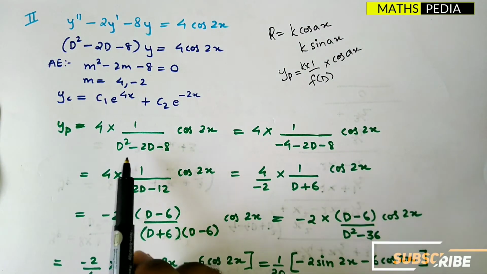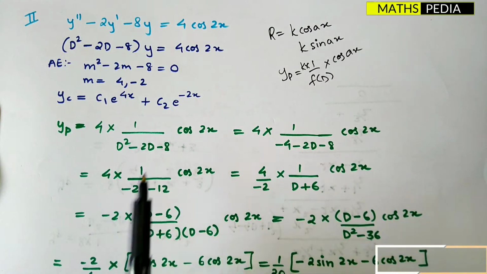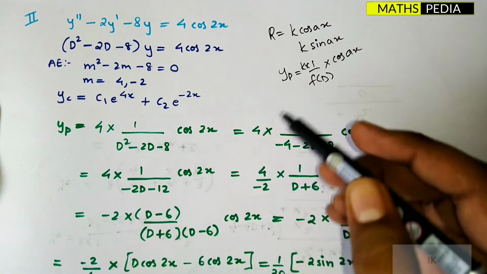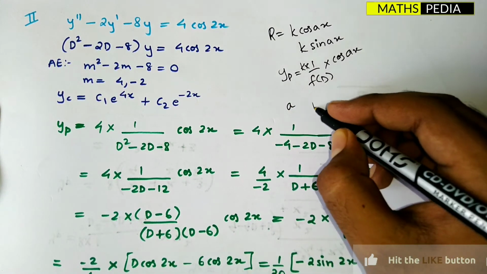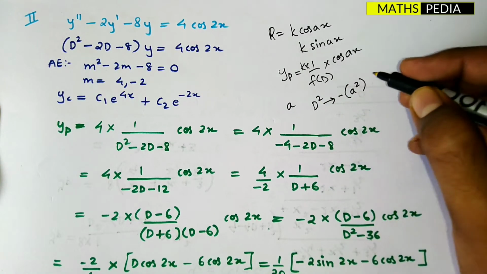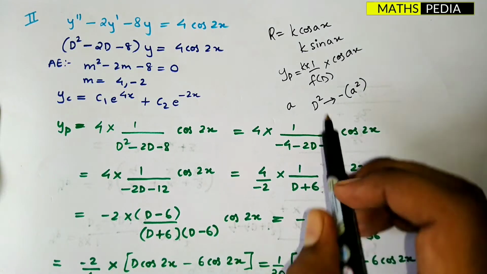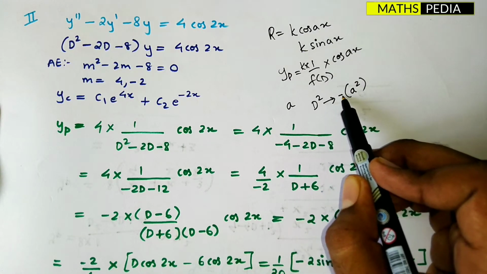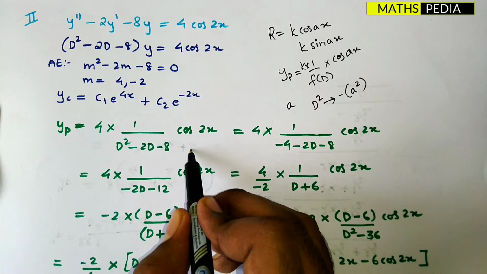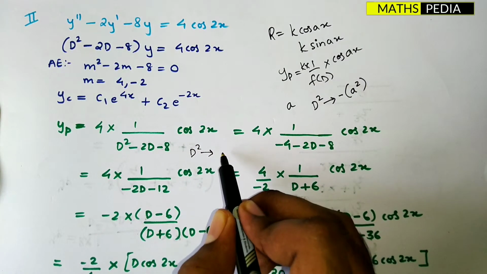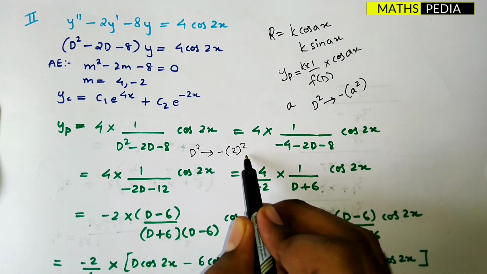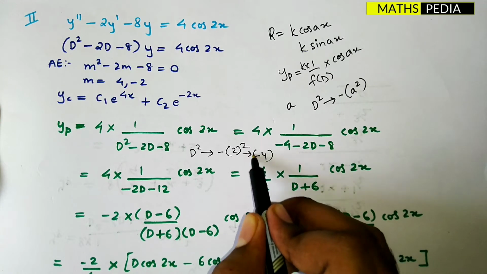Now what is the procedure here? It is quite different from the previous case. Whatever a is there, in place of D square you have to substitute minus a square. Remember, in place of D square you have to substitute minus of a square. What is a over here? It is 2. So D square is minus of 2 square. What is 2 square? That is 4, so minus of that becomes minus 4.